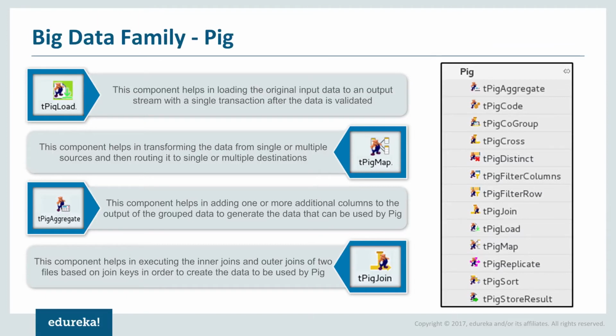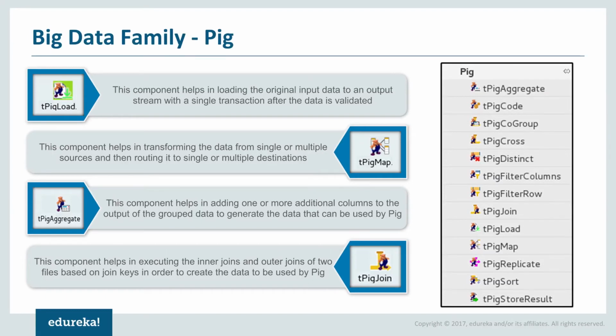So what is tPigMap? This component helps in transforming the data from single or multiple sources. Again, these tPigMap can work on your Pig components only. So they are all dedicated components. So you can take multiple sources, you can join, you can do some transformations, and you can give out the different filter results as well.